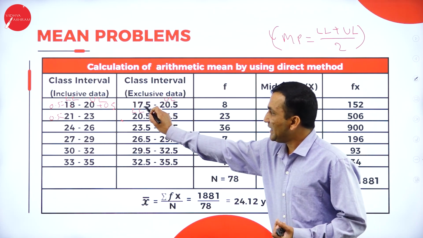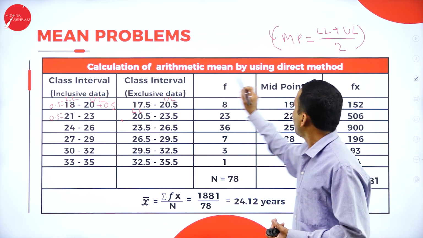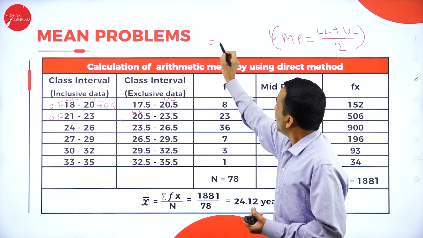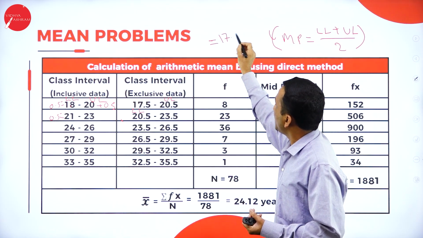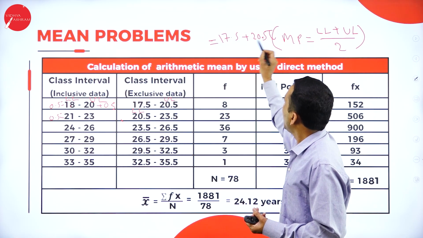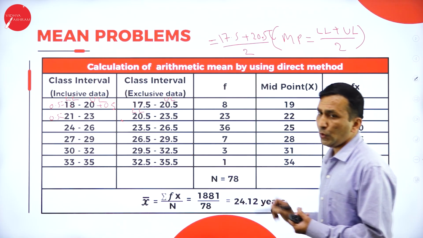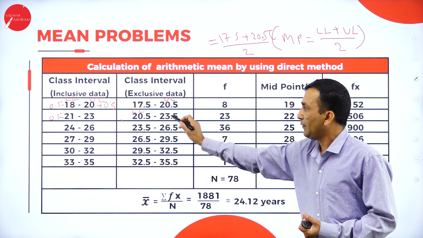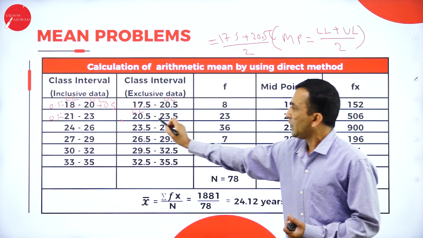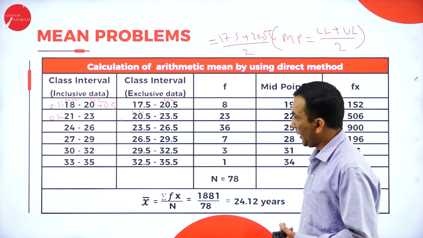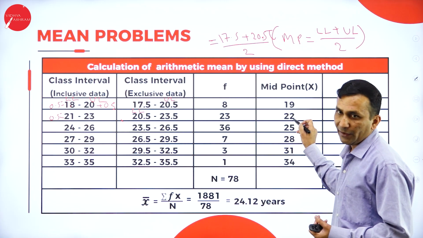Now the lower limit is 17.5. If you apply the same formula here, 17.5 plus 20.5 divided by 2, I get a mid value of 19. The same procedure will follow for 20.5 plus 23.5 divided by 2, I get 22.